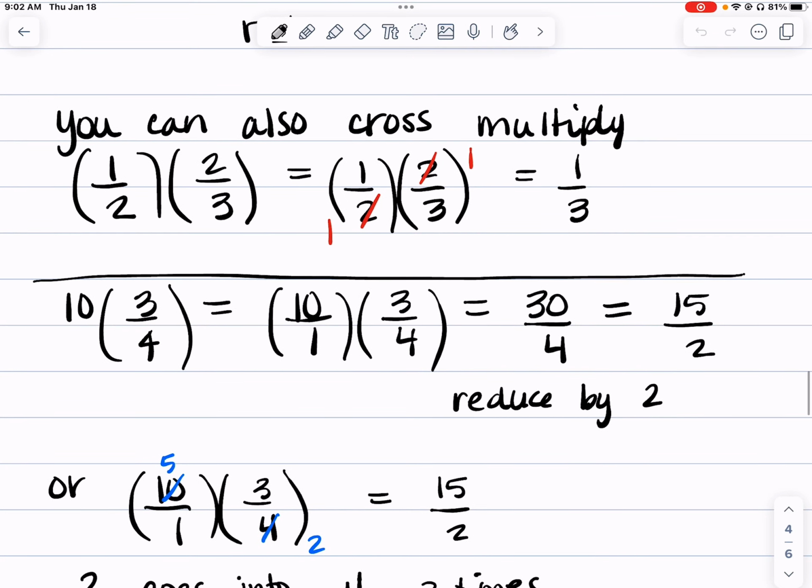You can also cross multiply 1/2 times 2/3. Okay, 2 goes into 2 one time, 2 goes into 2 one time, on the top also. So 1 times 1 is 1, 1 times 3 is 3.